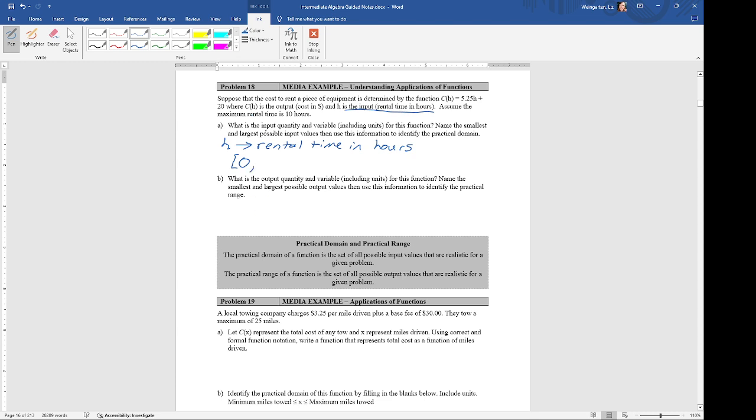What's the highest time that they can rent it? Well, the problem tells us that the maximum rental time is 10 hours. So it can go from 0 to 10.